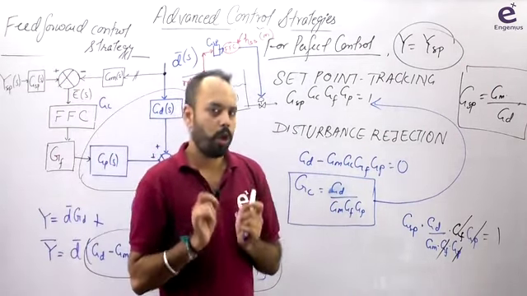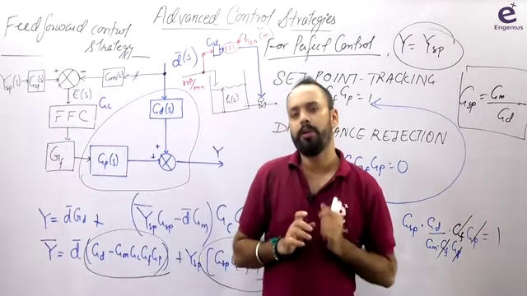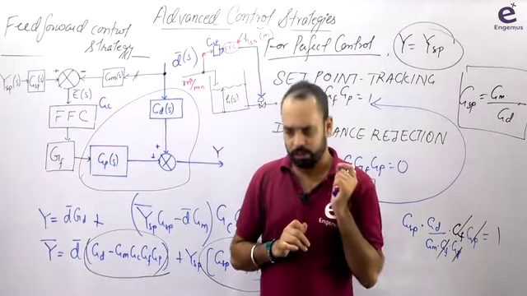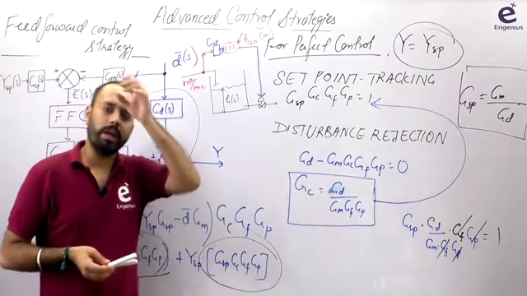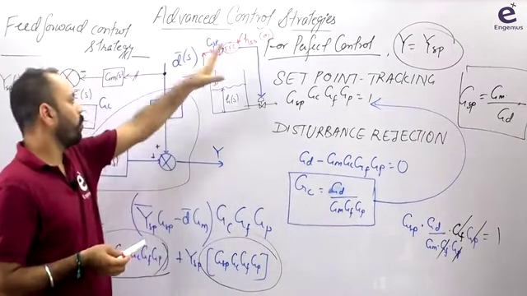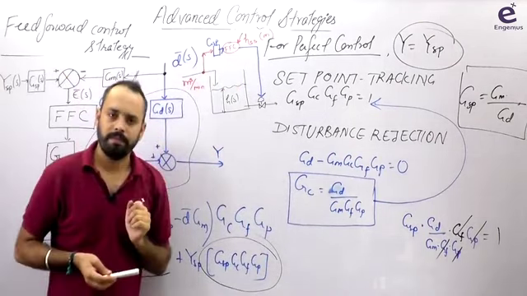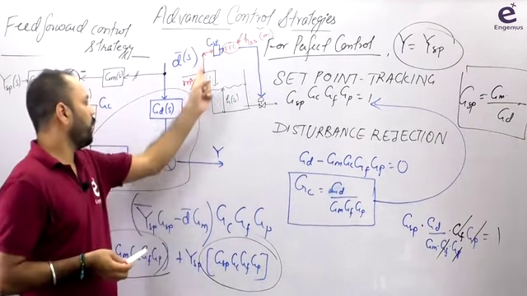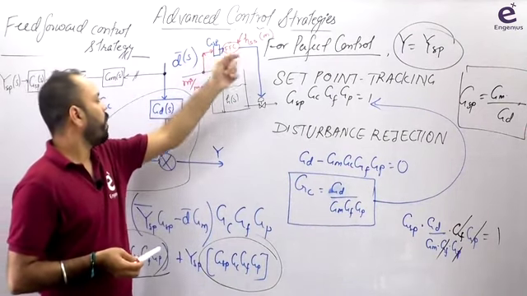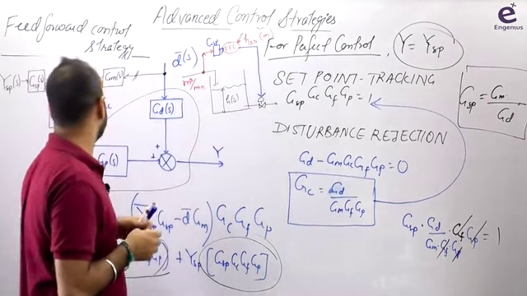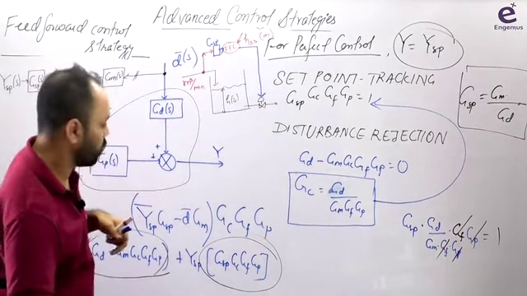Suppose you are not able to model the process accurately. Suppose the modeling of the process, the GSP or the GC, is not accurate. Suppose I am giving the set point of 5 meters, but this modeling is not accurate, this GSP is not accurate. In fact, this is measurement, I made a mistake here, please correct it.